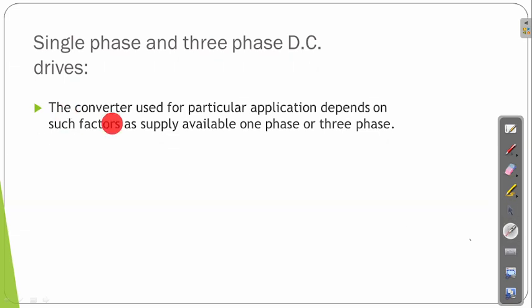Here the converter used for a particular application depends upon factors such as whether the supply available is single phase or three phase. The converter is used either in single phase, or one phase as we can say, as well as in three phase.